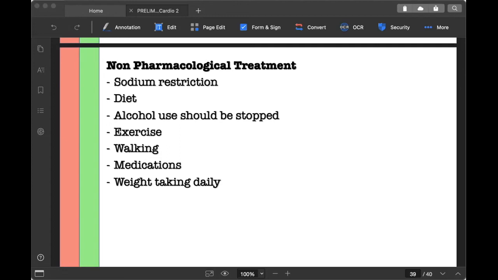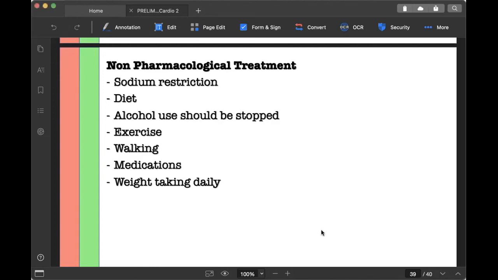Exercise should be on low level only. We should not be forcing our body to do strenuous activities, exercises, and sports, because of course it will affect your heart system or circulation system. Walking must be 15 to 20 minutes each day, and of course it should be with assistance. Okay. Medication is very important. You have to take your medication on time. And weight taking daily, you need to take your weight without clothes so that the proper calibration of the weight will be taken.